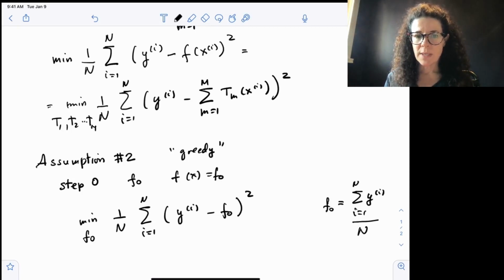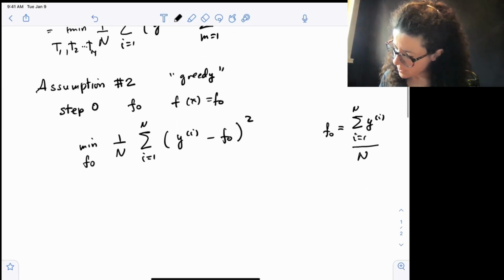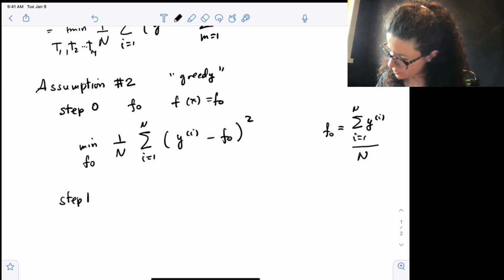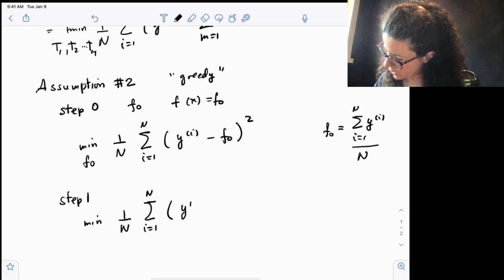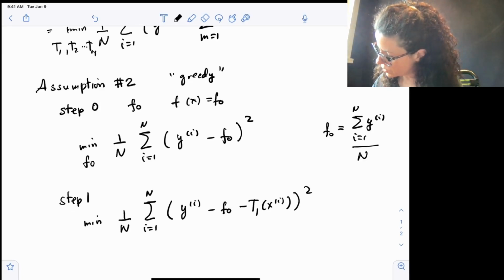Okay, so basically that is f0. So now that we have f0, let's talk about step 1. In step 1, we want to minimize 1 over n, the sum from i equal 1 to n of (yi minus f0 minus t1 of xi) squared.